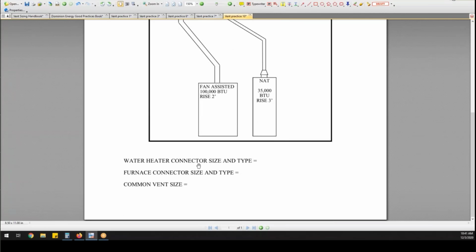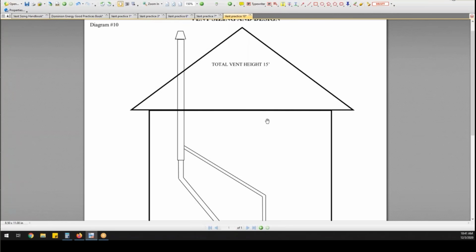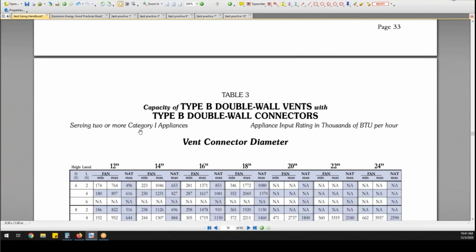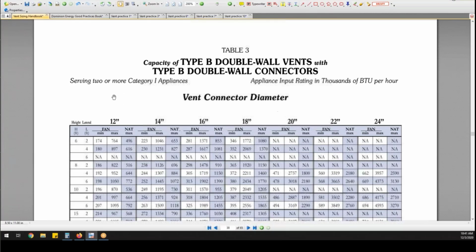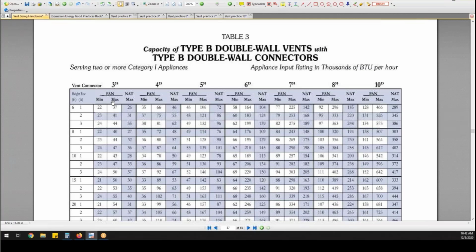So the first one is the water heater connector size and type. So our water heater is a natural draft appliance. It says NAD on it. This is important. You got to pay attention to this stuff on test day. Natural draft, 35,000 BTUs, 3-foot rise, 15-foot total vent height. All right, I'm going to go into my sizing handbook, serving 2 or more category 1 appliances. I'm just going to start with double wall and see if I can do the water heater in double wall and what size it might have to be.